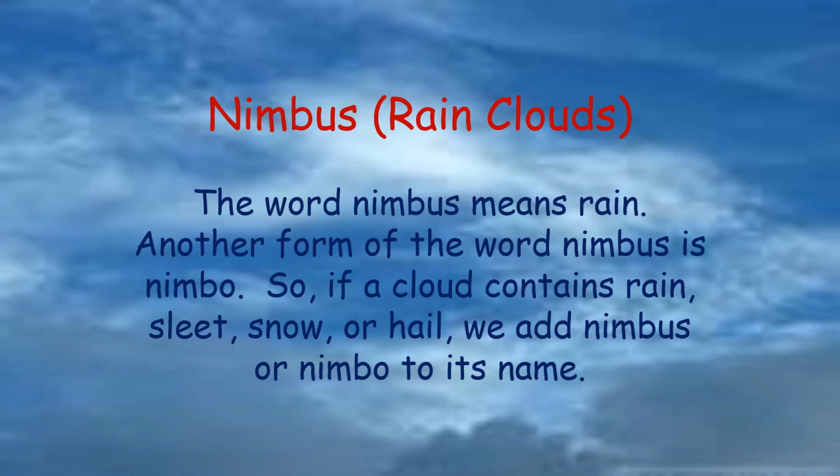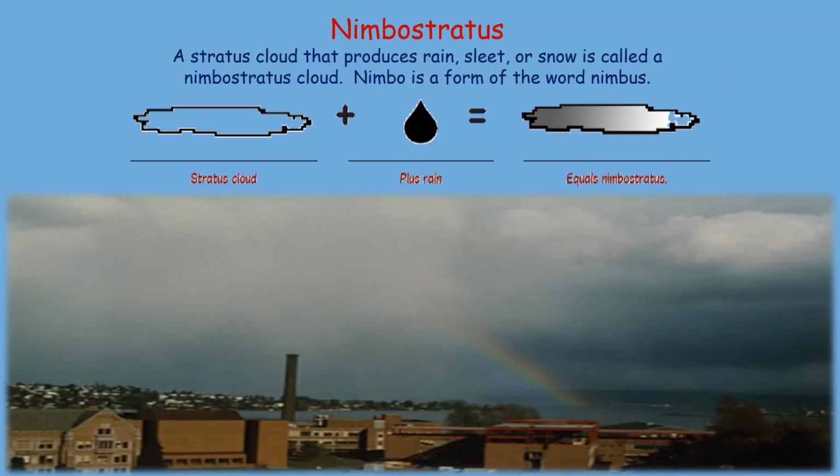Now let's talk about the rain clouds or nimbus. The word nimbus means rain. Another form of the word nimbus is nimbo. So if a cloud contains rain, sleet, snow, or hail, we add nimbus or nimbo to its name. Just like this one. A stratus cloud that produces rain, sleet, or snow is called a nimbostratus cloud. Nimbo is a form of the word nimbus. So stratus cloud plus rain equals nimbostratus.